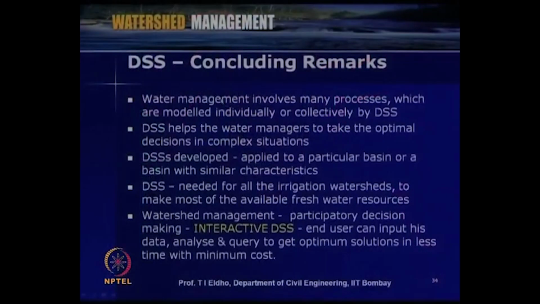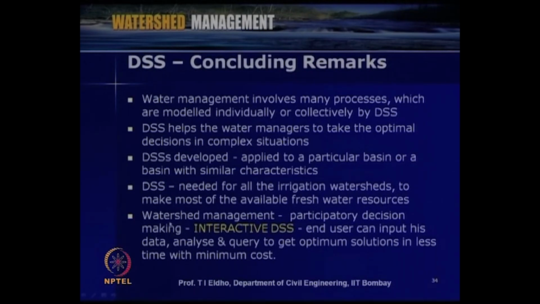So, to conclude today's lecture, some of the remarks: water management involves many processes which are modeled individually or collectively by decision support systems, and DSS helps the water managers to take optimal decisions in complex situations, as we have already seen. DSS are developed and applied to a particular basin or a basin with similar characteristics. Depending upon the problem, we have to specifically make the DSS depending upon the needs, and DSS are needed for all the irrigation watersheds to make the most of the available fresh water resources in an effective way.